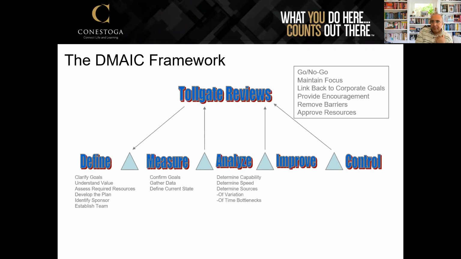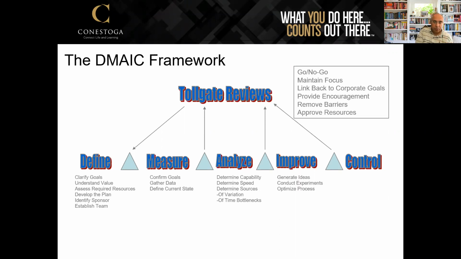In analyze, you determine what is the capability of the process, what is the speed, what are the sources of variation, why is there variation. Sometimes defective is high, sometimes defective is low, sometimes some area has more defects, some area doesn't have defects. There's a variation. Why is that? So you analyze the process. And we will look at some examples of how to analyze the process.